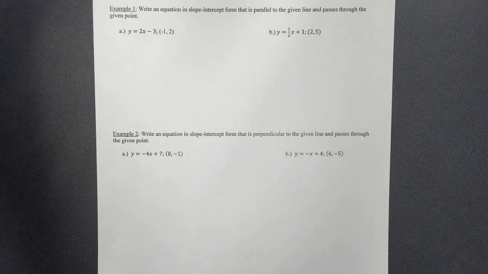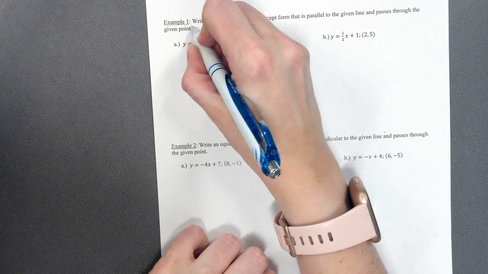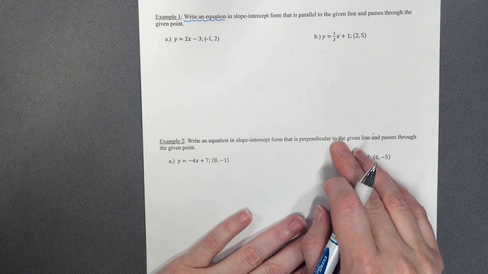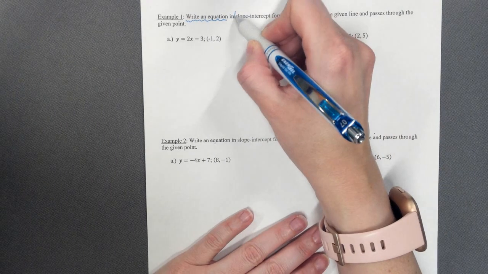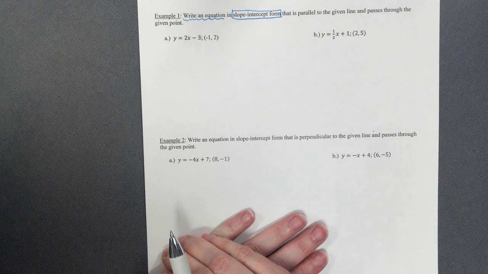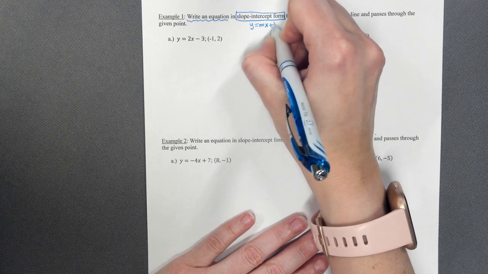Right, so when you're thinking about what your answer looks like, if it says to write an equation, we know that our final solution should be an equation in slope-intercept form. Okay, so if it's in slope-intercept form, you have to have y equals mx plus b.